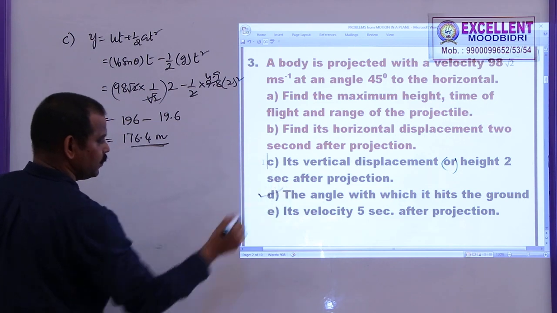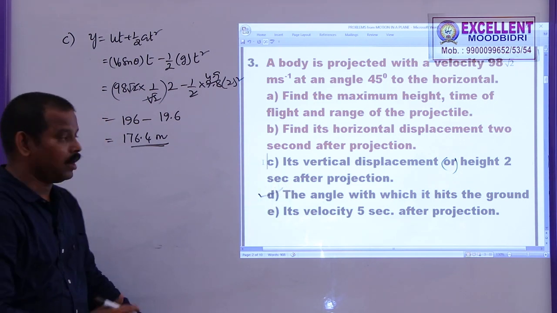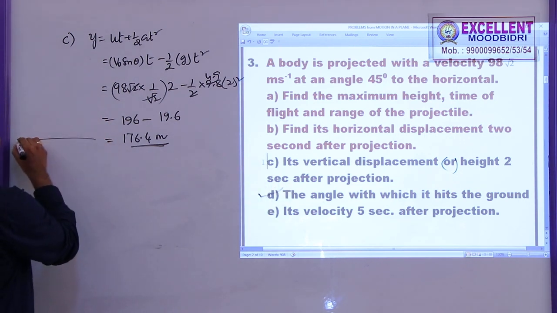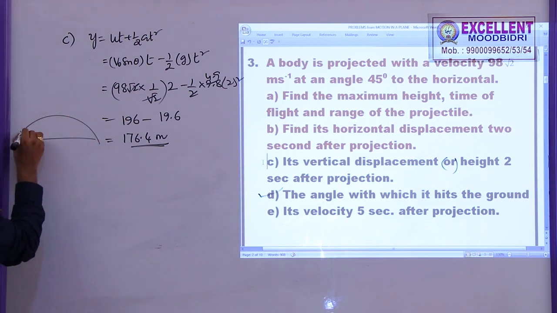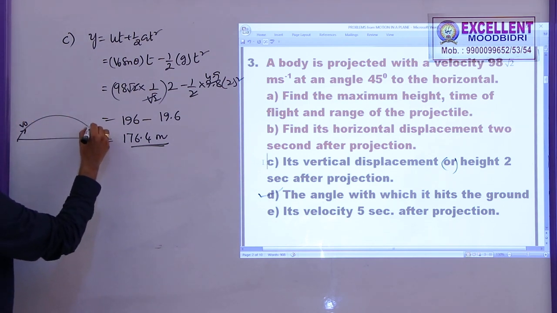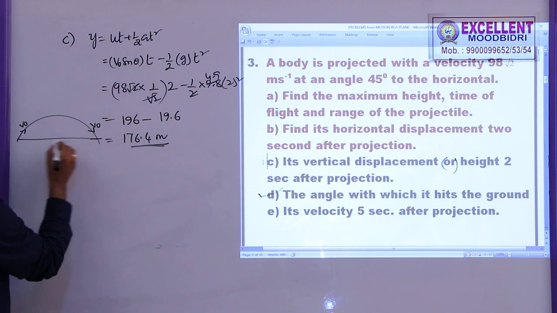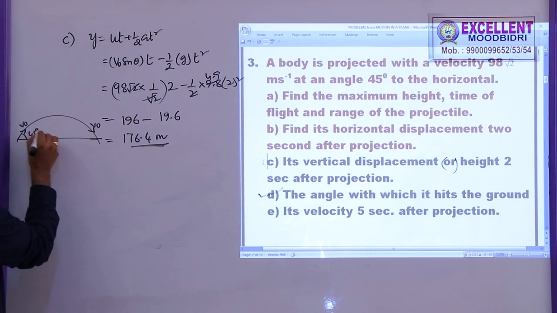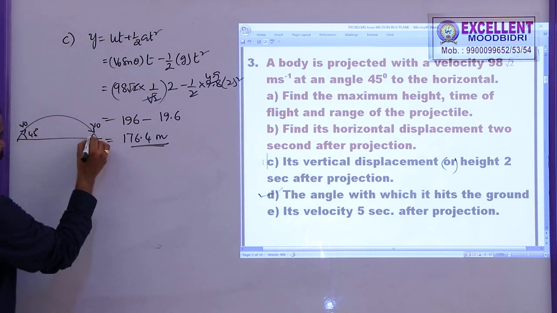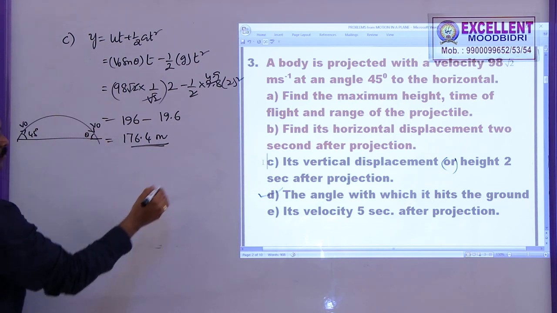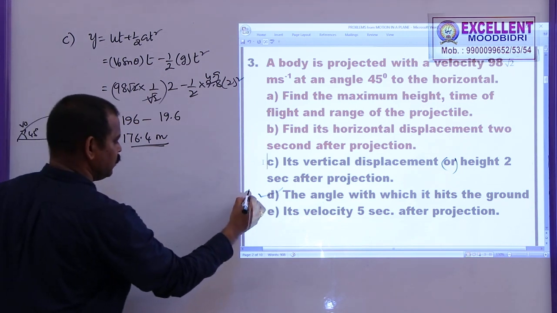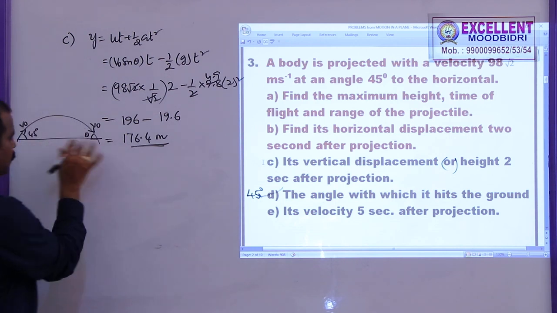Now part D, the angle with which it hits the ground. Whenever a projectile is projected like this, here the initial velocity v naught, the velocity with which it strikes the ground is also v naught. That we already proved in the motion in a plane lesson. Now here, if the angle of projection is 45 degrees, even the angle at which it strikes the ground is also 45. So directly you can say that this angle will be 45 degrees only after giving this explanation.